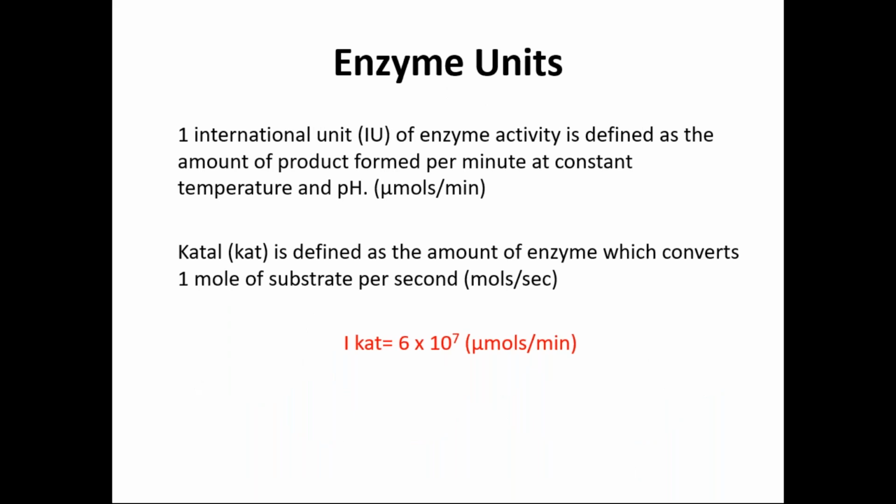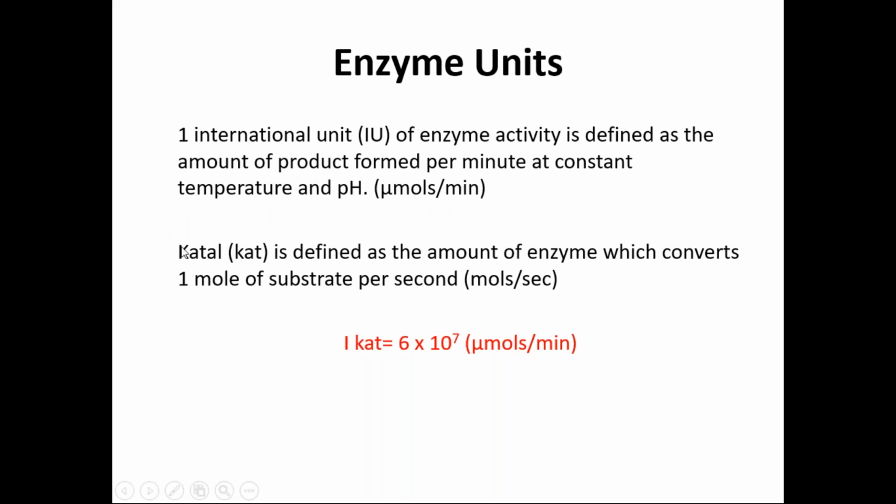So these enzyme units, as I said, enzyme activity depends on the substrate concentration and we have a velocity. So how is this enzyme activity represented? One international unit of enzyme activity is defined as the amount of product formed per minute at constant temperature and pressure. So it will be expressed in terms of micromoles of substrate converted per minute or micromoles of product formed per minute.